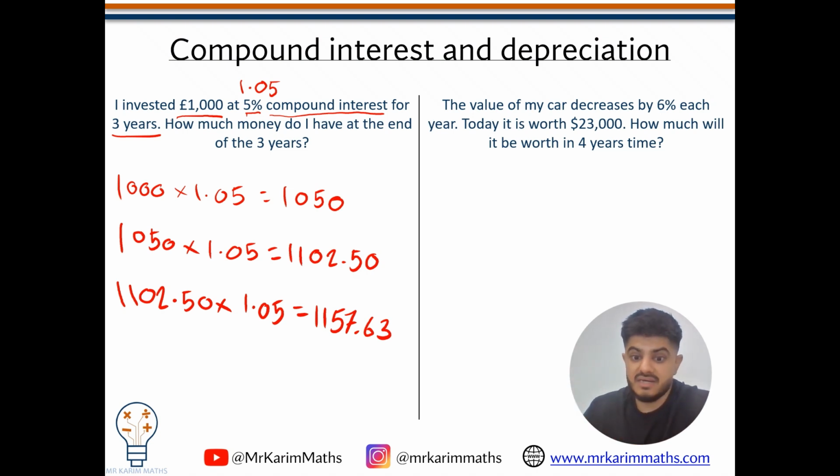Let's take a look at a depreciation example. So the value of my car decreases by 6%. So straight away, if it's a decrease of 6%, that's now going to be 94%, which is 0.94. Do the same thing again.